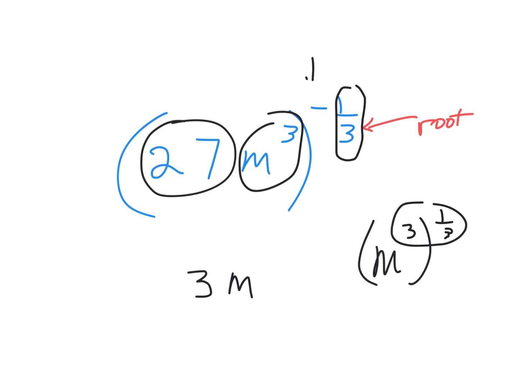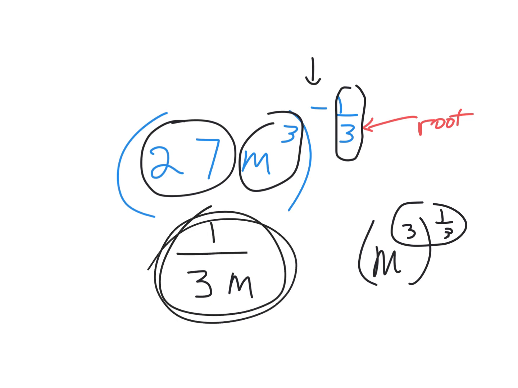And then what about this negative power? 1 over. 1 over 3m. Raise your hand if you had that one right. Okay, cool. I'm pretty sure that's right, isn't it? People are looking at the board kind of funny, so I'm pretty sure it's right.